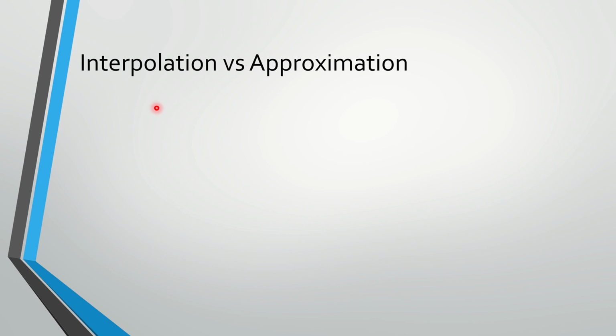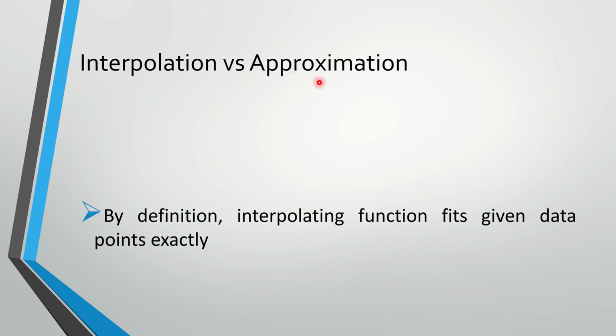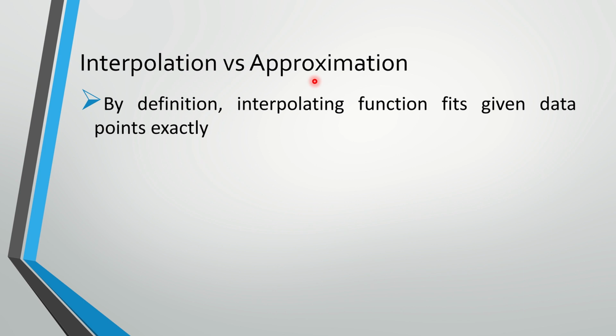Okay, so do we have any difference between interpolation and approximation? Okay, so let me tell that. By definition, interpolating function fits given data points exactly. What does it mean? अगर आपने y is equal to f of x को interpolate किया हुआ है, so let's suppose f is the original exact function and we have approximated that by some polynomial. Okay, let's call that p of x.